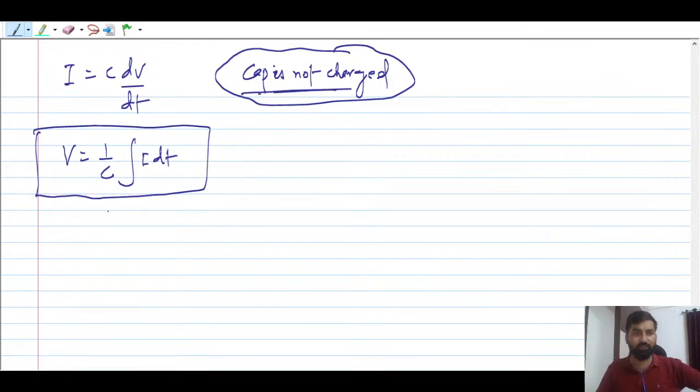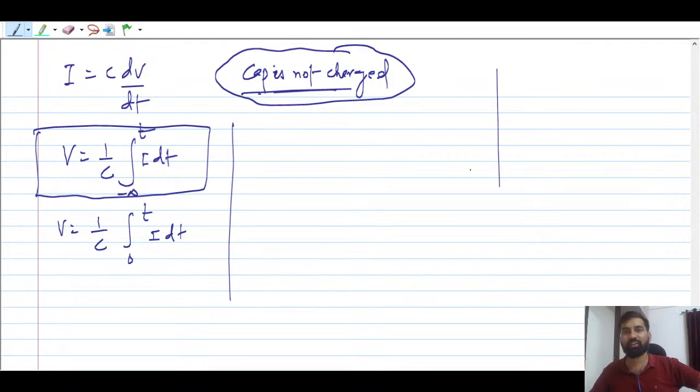But you have to keep in mind that this will be from minus infinity to t, right? So you can also write this as 1 by C integration 0 to t of I dt, since there is no charge, right? Now if there is a charge, suppose there is a charge associated with that, okay, understood.